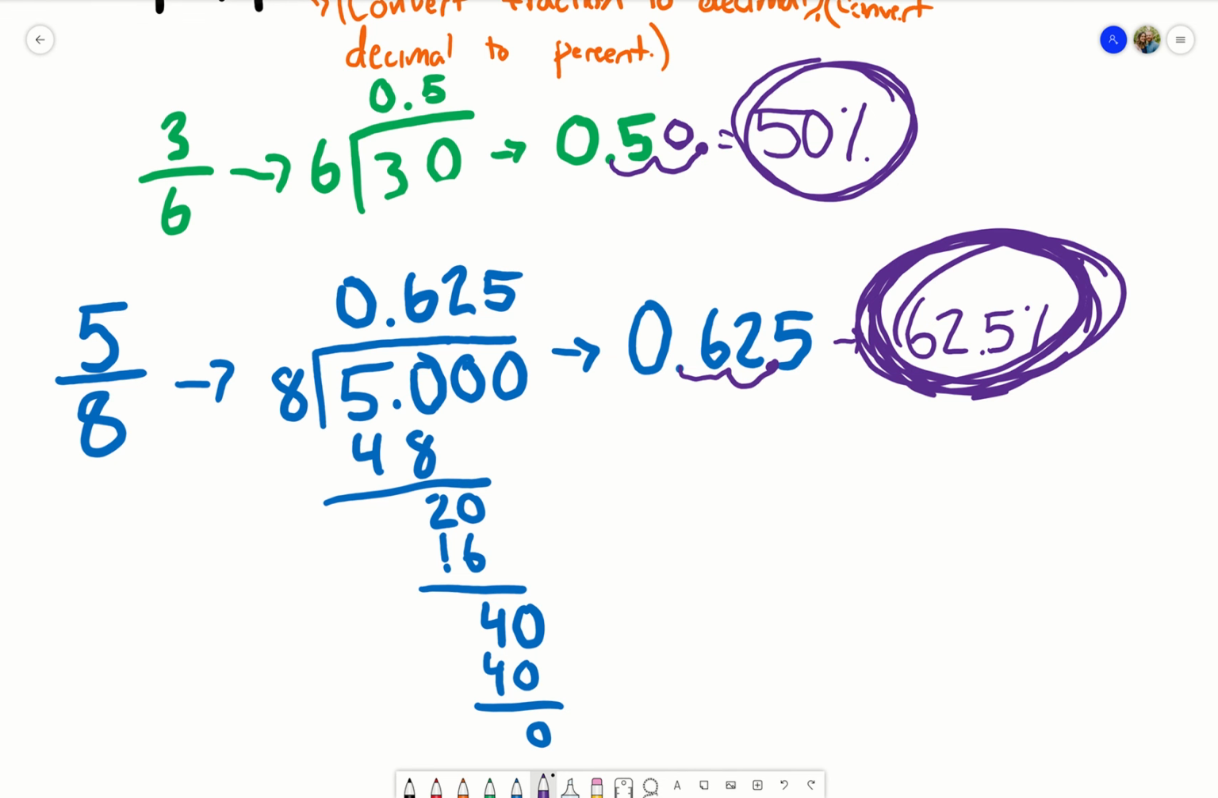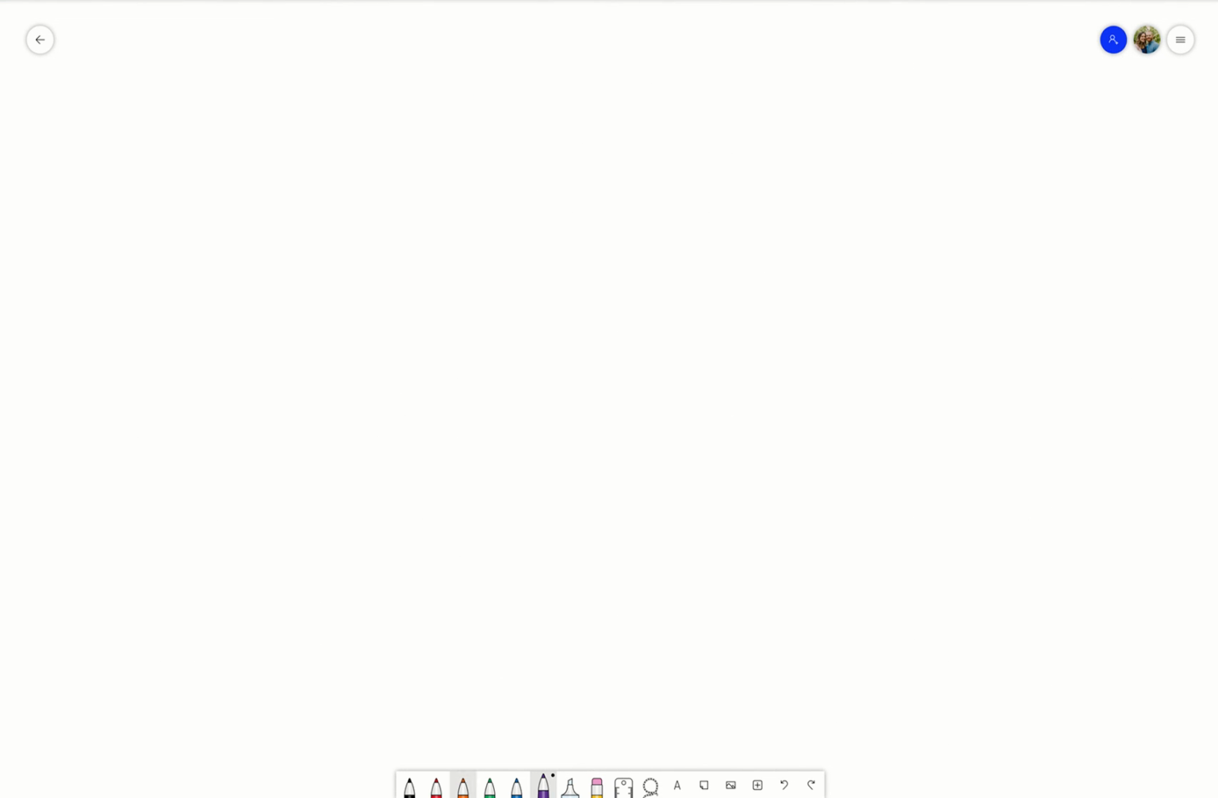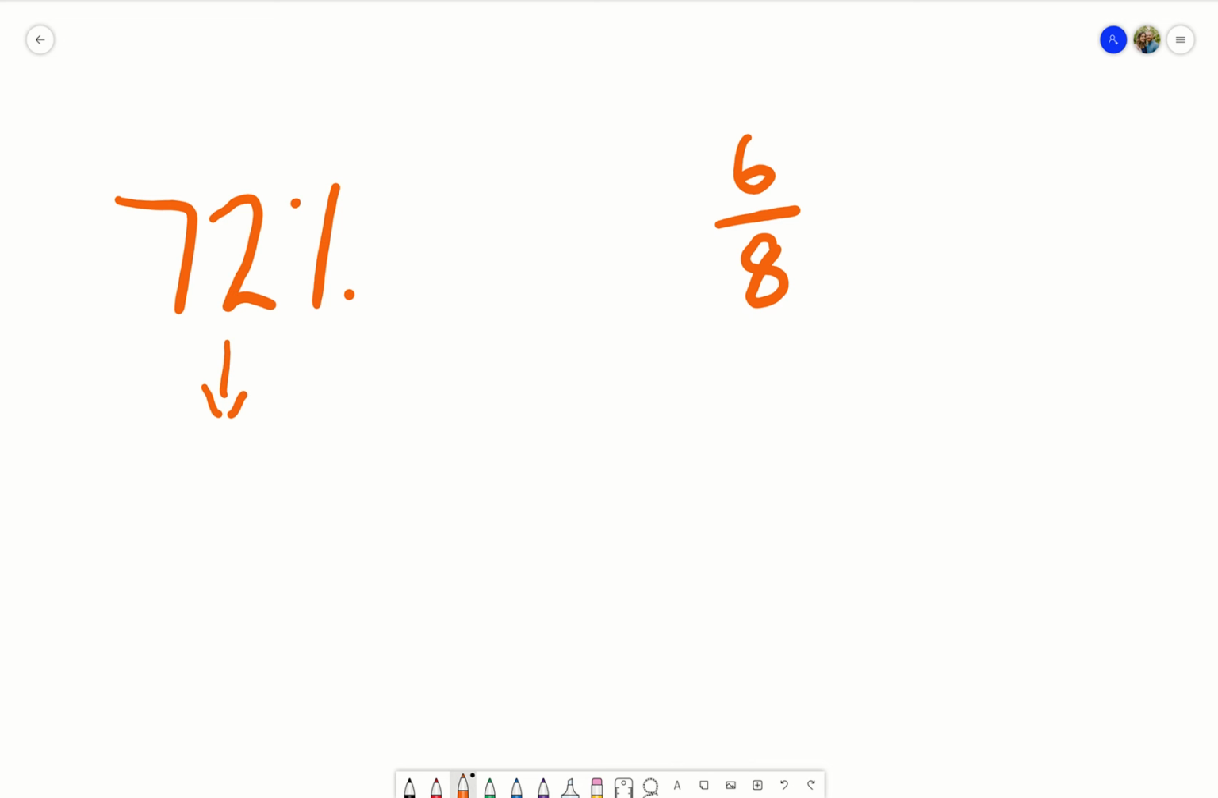Now, let me ask you this. Let me ask you a question here. Which of these 2 values is larger? 72% or 6/8? Which of these 2 values is larger? Well, in order to compare values, right? That's the last thing we're doing today, is comparing values. So in order to compare values, you need to get them to be the same kind of number. Let's make both of them into percents, which means we keep this one as 72%.